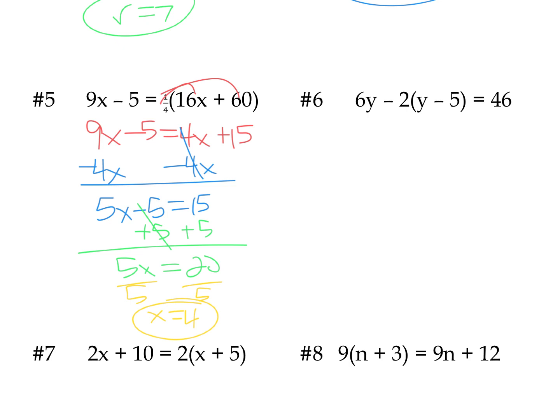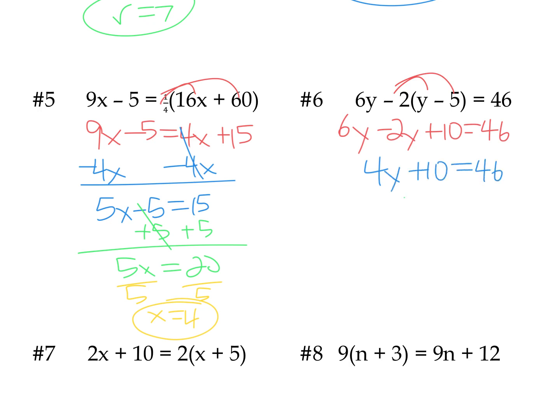This next problem we're going to distribute and simplify. Right? Remember, we're going to keep that in mind. That's our first step, and we're distributing a negative 2. So it's important to recognize we're distributing a negative 2 times y and a negative 2 times negative 5, which gives me a positive 10. Be careful with that negative sign when you're distributing. Then we're going to get 4y plus 10 equals 46.